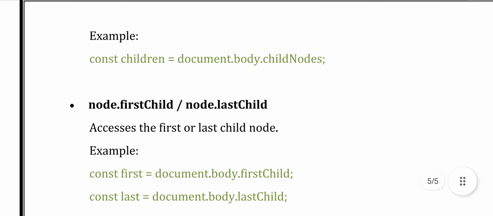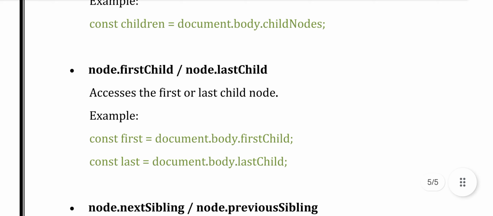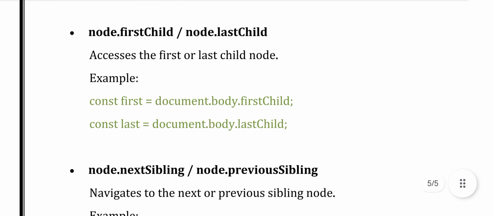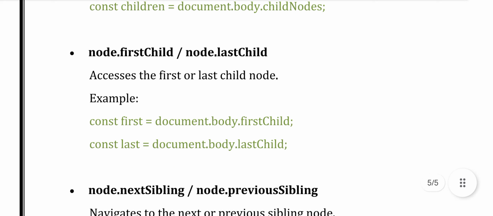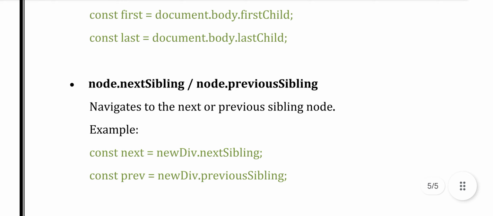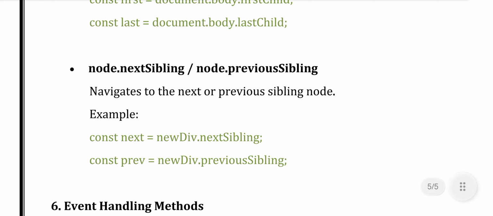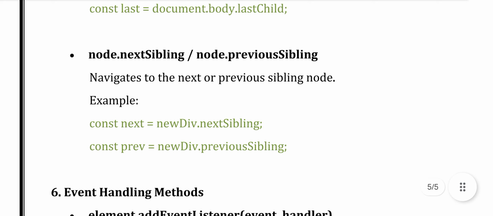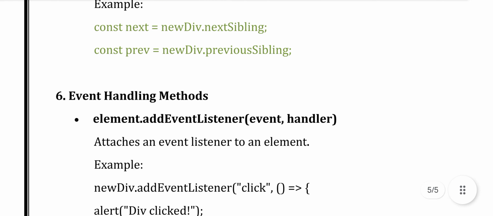So these methods work the same way, like node dot first child and node dot last child. If there are many children inside that container div tag, then there is next sibling. Like if we have two containers as siblings, first and second, here we get to know about that sibling, previous sibling and next sibling. So these are the methods.